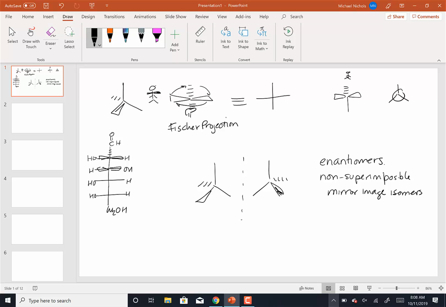Okay. When you have only one chiral center, every chiral center can be labeled as R or S. That's the configuration. So R and S are configurations. And the configuration is the exact 3-dimensional structure around a chiral carbon.